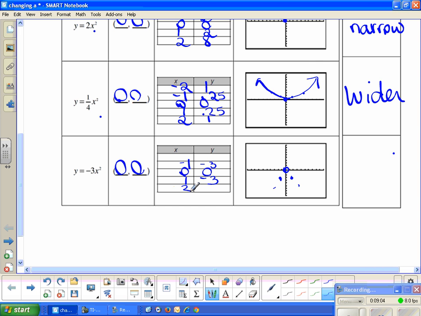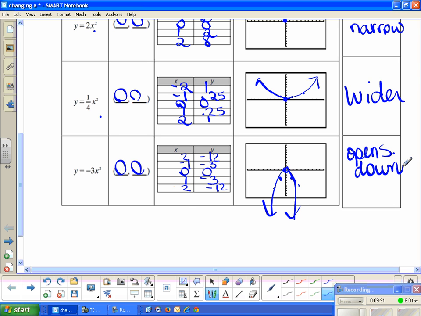2 squared is 4 times negative 3. It's going to get big really quick. And so it's going to be going like this. So we kind of have two things with this one. Is it 12? Yes, because 2 squared is 4 times 3, 12. So this one is open, down.